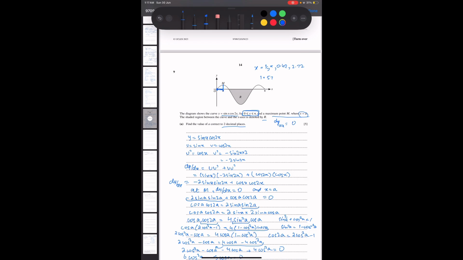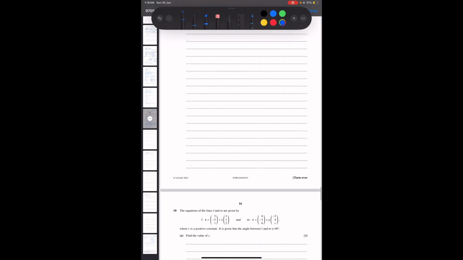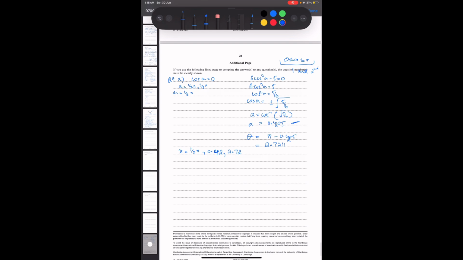Like a is over here, and the smallest value of x is 0.42, because this is our one maximum point, then this is our minimum point, and this is again a maximum point. So this is 0.42 and this is 1.57, and this point is 2.72. So a has value 0.42 correct to 2 decimal places. And this is our answer to question number 9 part A.